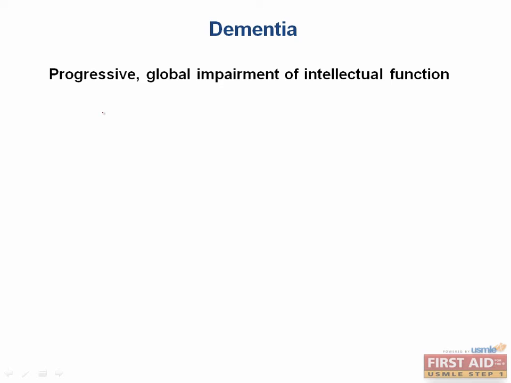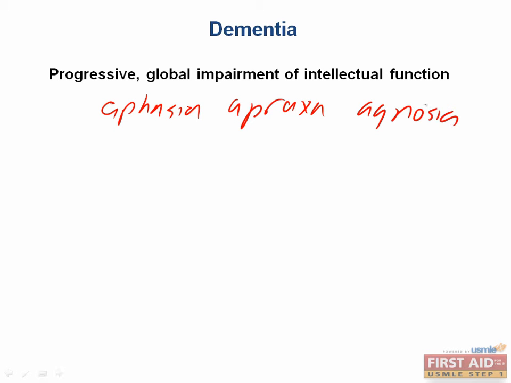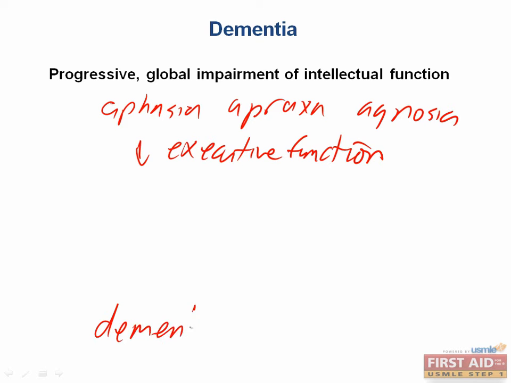Dementia is defined as a progressive global impairment of intellectual function, and it is among the most important topics in this entire chapter. It includes the loss of short-term memory and at least one other cognitive deficit, such as aphasia, apraxia, or agnosia. Of course, you can also have impaired executive functions. Now, in the elderly, it's very important to distinguish dementia from delirium. So what is the difference?